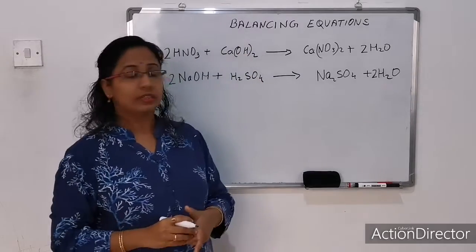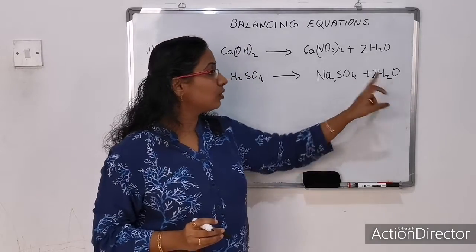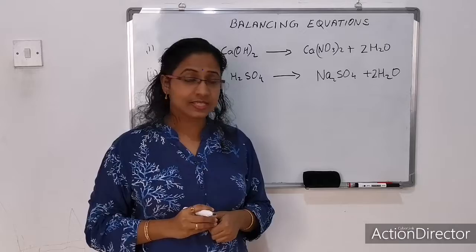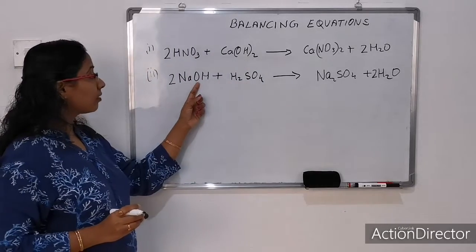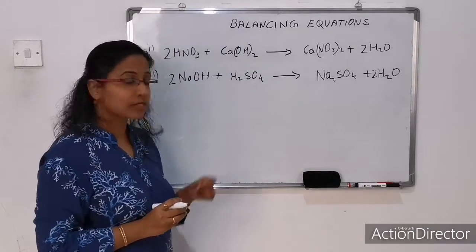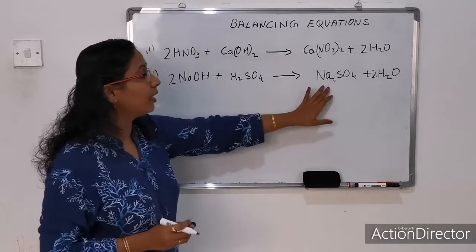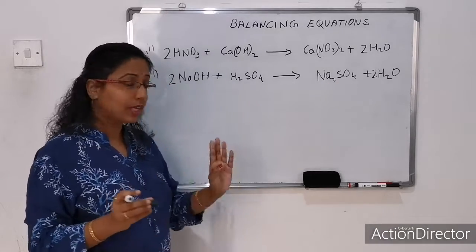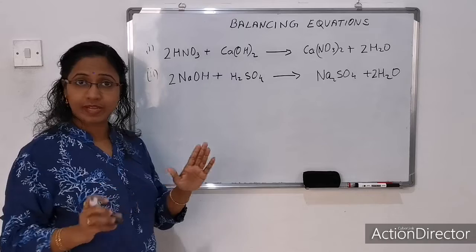2 over here, so this becomes 4 plus 2, 6. This becomes 2 plus 4, 6. And Na was 2 Na, and Na is 2 Na only. Okay, so O and Na is balanced.